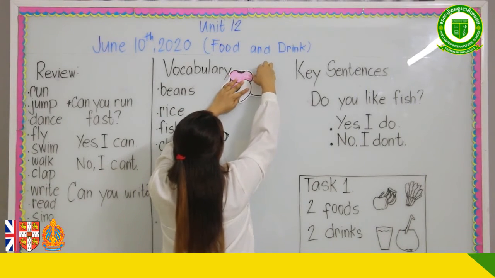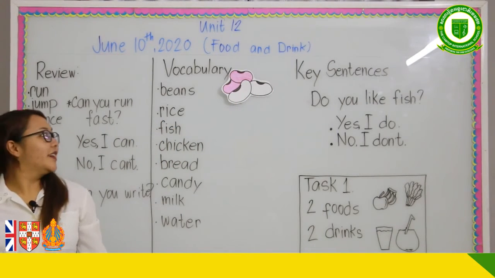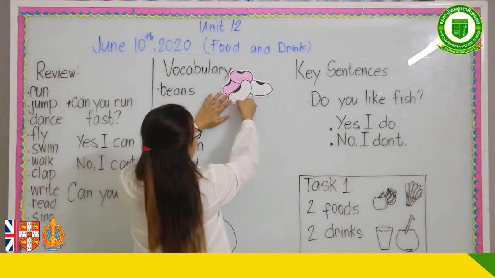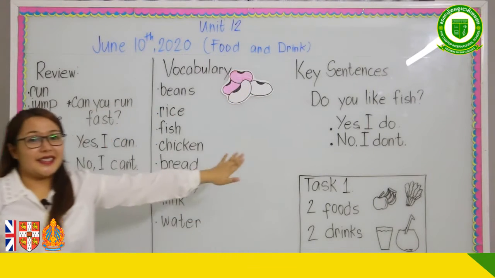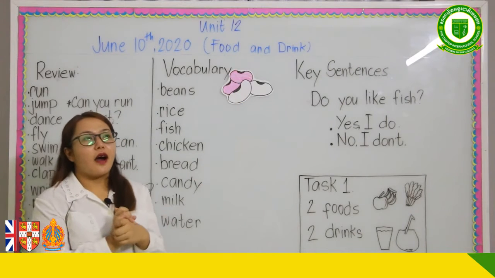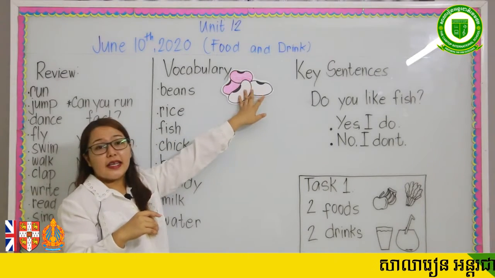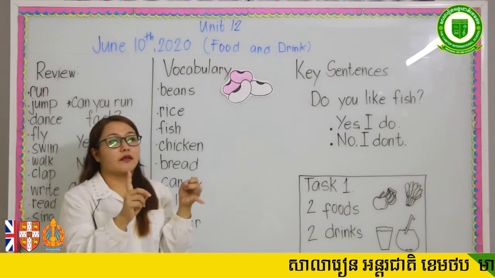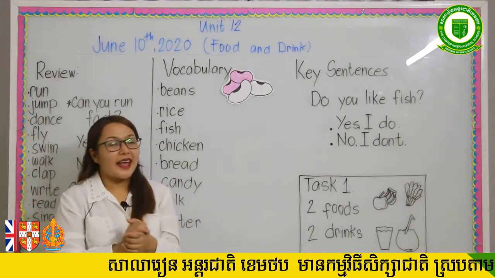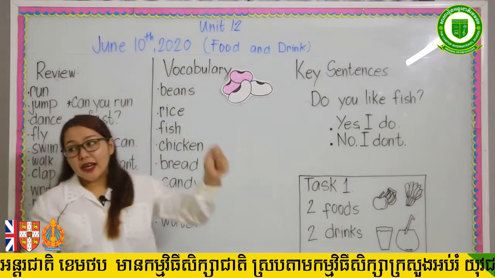Yeah, I tried so hard to draw something nice for you. Okay, so that's beans. One more. Beans. We have different kinds of beans, and it can be color white, we have black, we have red, we have green. There's a lot of beans, okay? And it's very healthy.